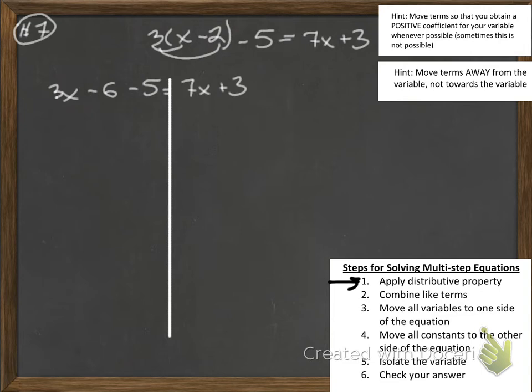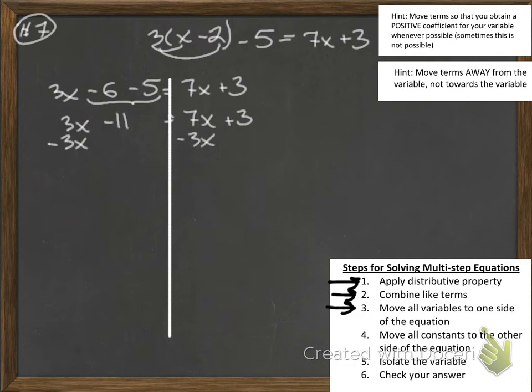So my next step is to combine like terms. Hopefully you can see that negative 6 and negative 5 can be combined. That gives me negative 11. And then we want to move all the variables to one side of our equation. So we have a 3x over here and a 7x on the other side. So what I can do is subtract 3x from both sides.